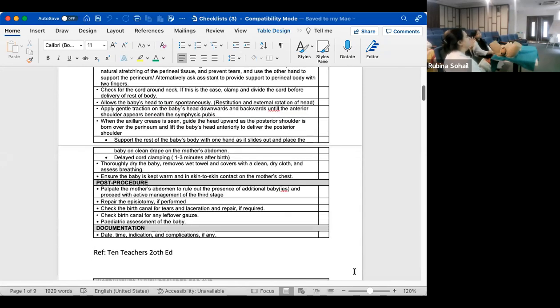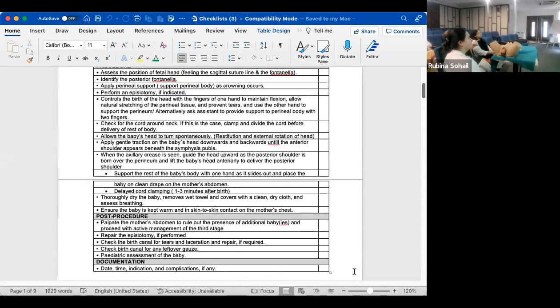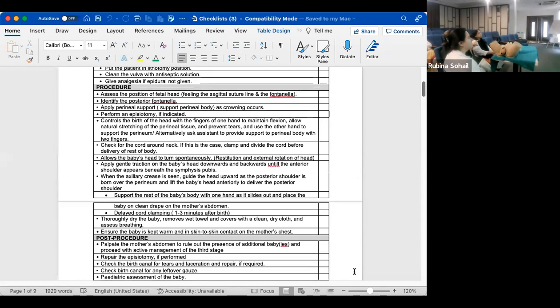We were talking earlier about the mechanism of the pelvic floor, so we were talking about the mechanics of what happens to the baby.